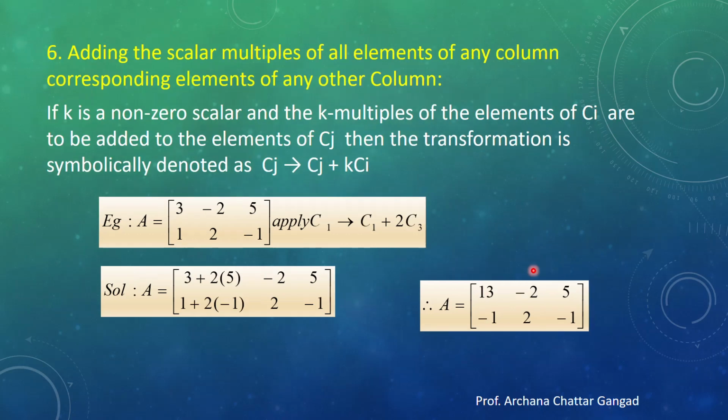Now the last elementary operation is the column elementary operation: adding the scalar multiple of all the elements of any column to the corresponding elements of any other column. How do we denote it? By Cj. How will it be changed? Cj plus k times Ci. So instead of rows, only columns will be there. Again the same matrix is given to us: A is equal to 3, 1, -2, 2, 5, -1. Which column operation are we going to apply here? The C1 column will be changed. How will it be changed? C1 plus 2 times C3.